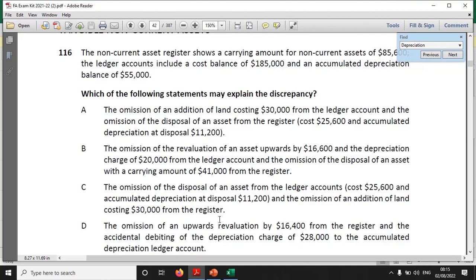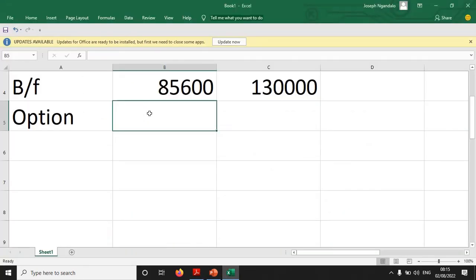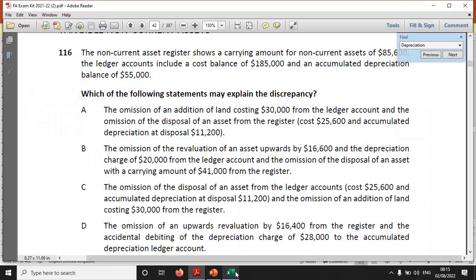The omission of the disposal of an asset from a ledger account of costing how much? 25,600, and accumulated depreciation at disposal of 11,200. So what I'm going to be asking you to do is please find the difference between the two. 25,600 minus 11.2. How much are you getting? 14.4. I think that is similar to what we had there. So this one is the ledger account, 14.4.